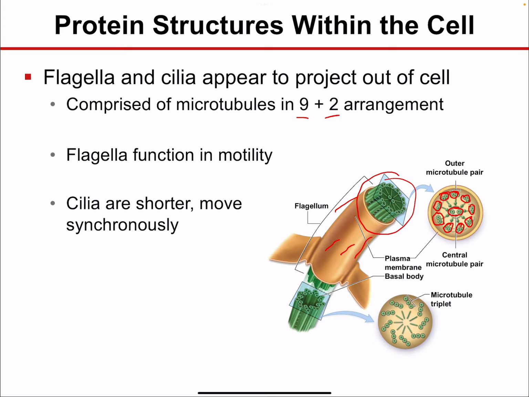Okay, so the base here is different compared to the filament. The base is actually going to be made up of triplets of microtubules. And these triplets, you have 9 of them. So we have 1, 2, 3, 4, 5, 6, 7, 8, 9. Notice that the middle has nothing. So here we say that the base of the flagellum is a 9 plus 0. Okay?